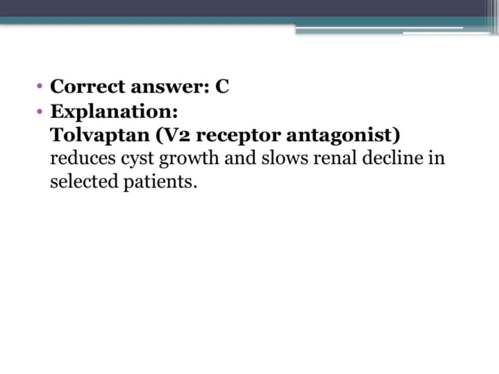Let's talk about why that is. Tolvaptan, which is a V2 receptor antagonist, plays a significant role in managing certain patients with this condition. It works by reducing cyst growth, which is a major factor in the progression of the disease.